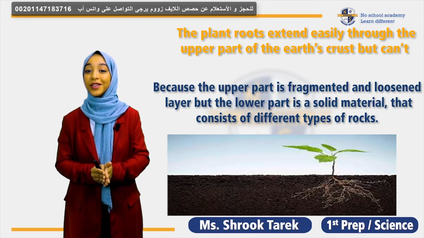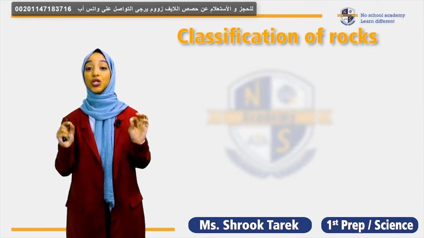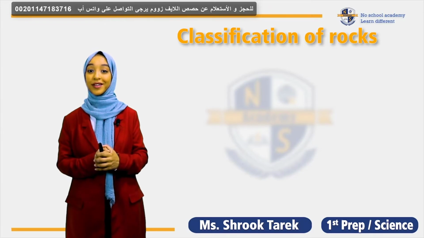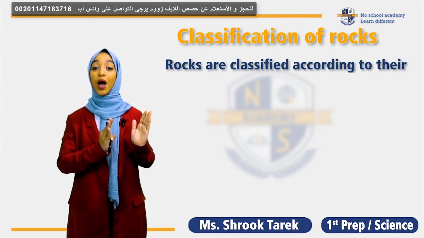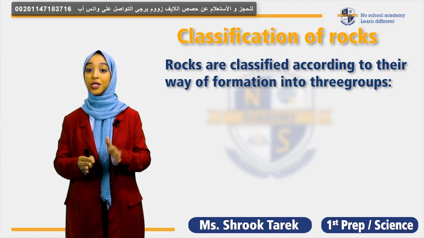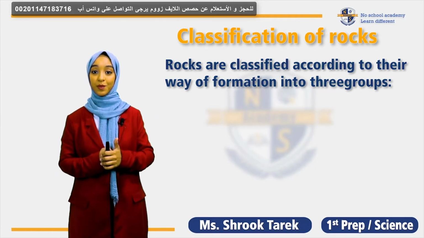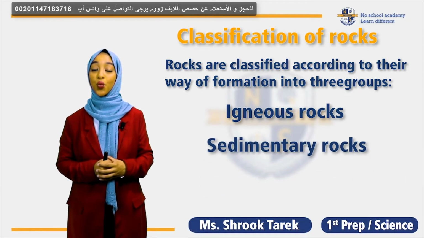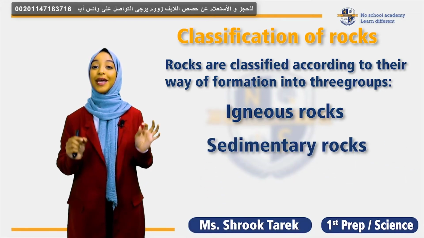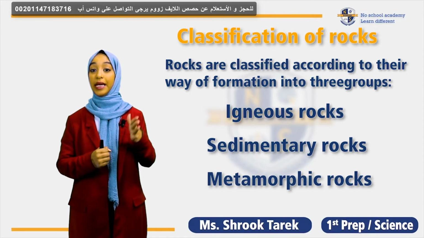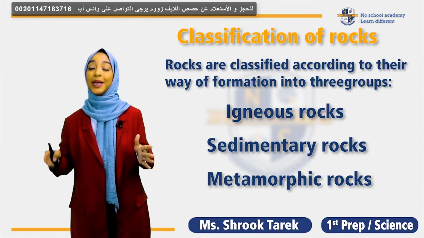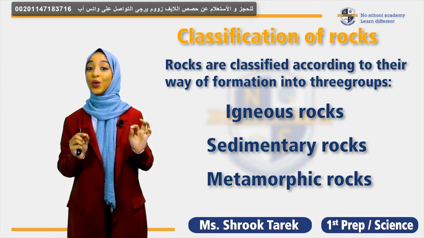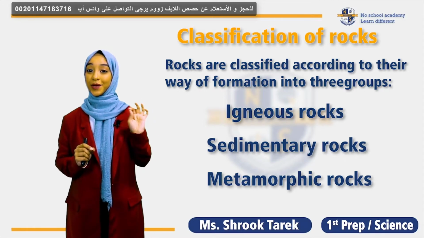أهم جزء هنتكلم عليه في الدرس النهاردة classification of rocks. Yes, اتكلمنا وقلنا إن أنا عندي different types of rocks. Rocks are classified according to their way of formation into three main types. أول حاجة igneous rocks, sedimentary rocks, and finally metamorphic rocks. Igneous, sedimentary, metamorphic rocks. في الفيديو ده النهاردة هنركز على أول نوع اللي هو igneous rocks.